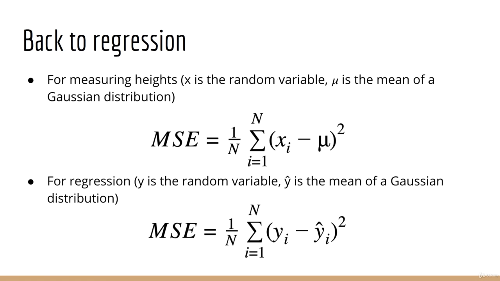Well, if we say that the yi's are samples drawn from a Gaussian distribution, where the mean is y hat i, then minimizing this mean squared error is the same as minimizing the negative log likelihood. And that, of course, is the same as maximizing the log likelihood, which is the same as maximizing the likelihood.